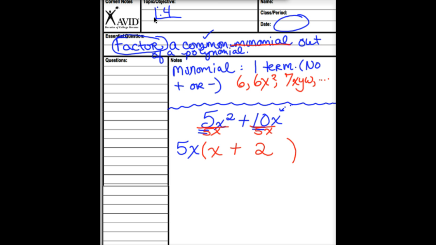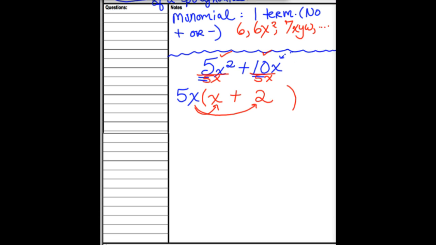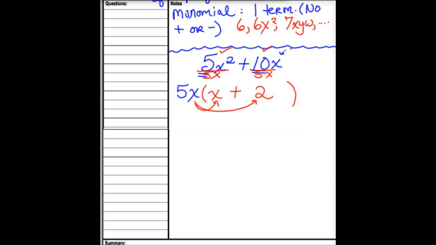Now, a good way to check that you factored correctly is to distribute this back in. I get 5x times x, which is 5x squared, check, plus 5x times 2, which is 10x, check. So they're very easy to check just by distributing back in. So we're just going to do a couple. So let's go like this.